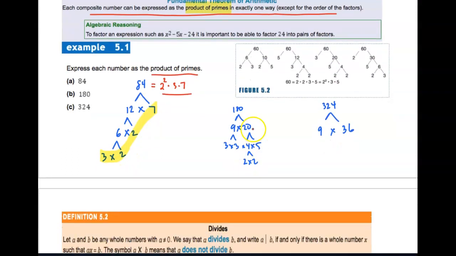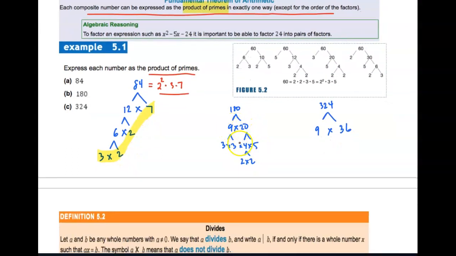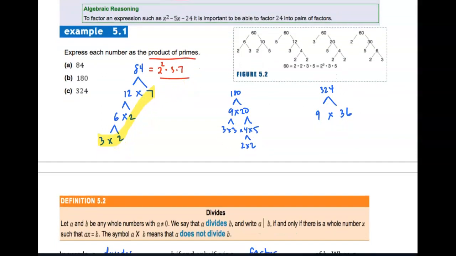You can also see that 180 is 9 times 20, and then you break that down here. What you end up with is a product of primes right here. And so 180 would be equal to 2 squared times 3 squared times 5, and there's its product of primes.